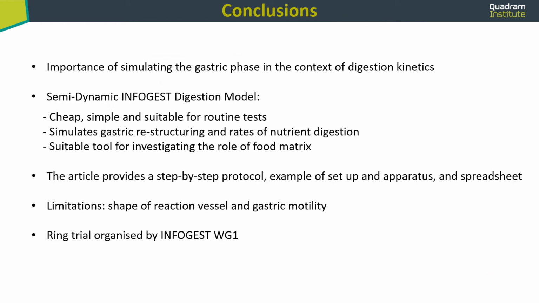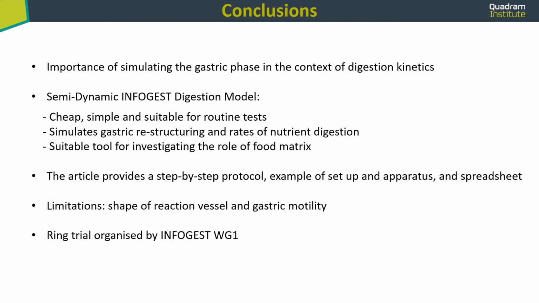To conclude, I hope I convinced you about the importance of the dynamic simulation of the gastric phase in the context of nutrient digestion kinetics. The model described is cheap because it uses parts that are usually available in a lab, and it is relatively simple because it is easy to operate. So it is a tool that can be used in a wide range of laboratories. It can simulate the possible gastric restructuring and rates of digestion of foods, being therefore a suitable tool for investigating the role of the food matrix.